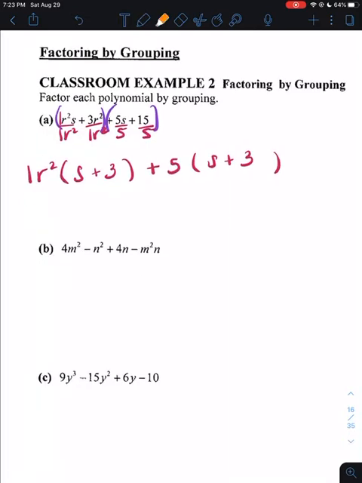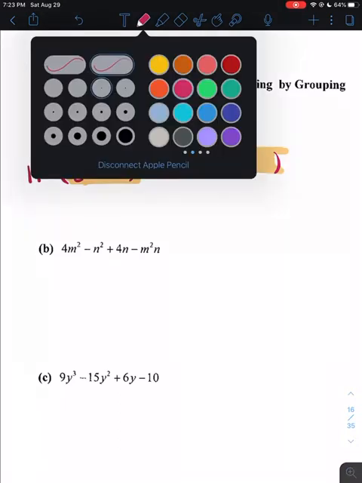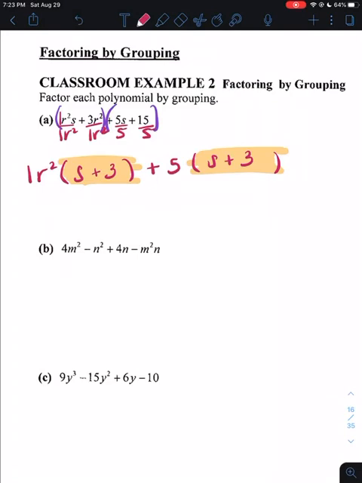So now, if you notice, both terms have this yellow stuff, which is s plus 3. So that s plus 3 actually becomes your greatest common factor. It's like the last example, when I had that stuff in parentheses, that was my greatest common factor, that x minus 2. So what I do is I'm going to write down this s plus 3 one time because that's my greatest common factor. And then you write down what's left over.